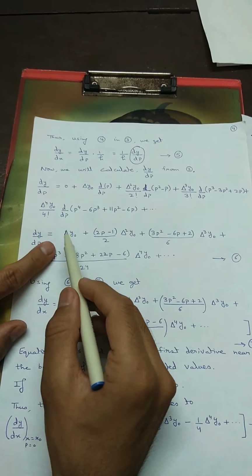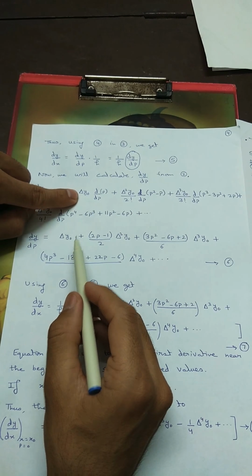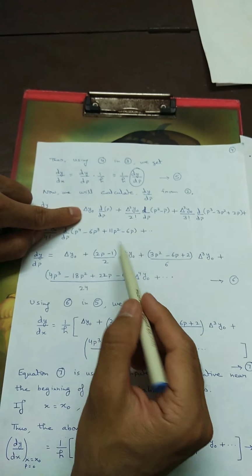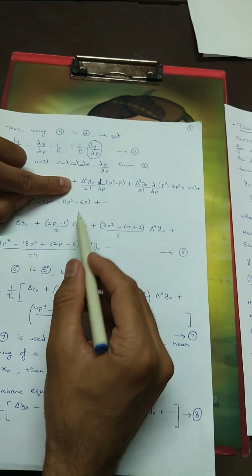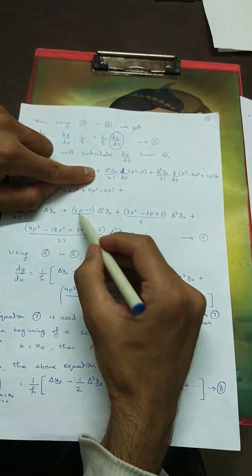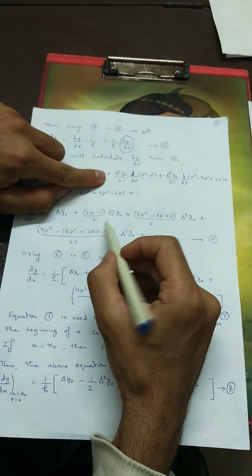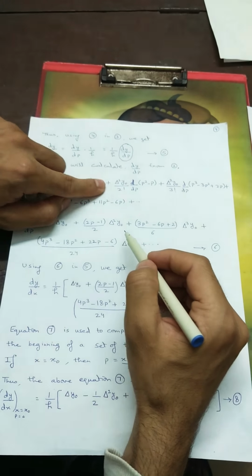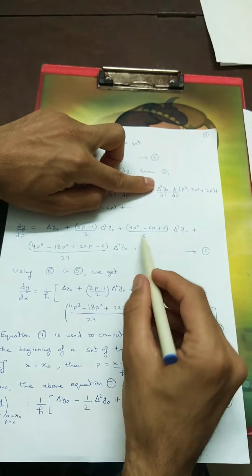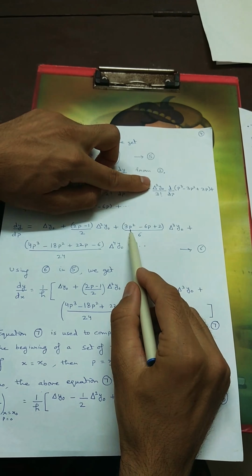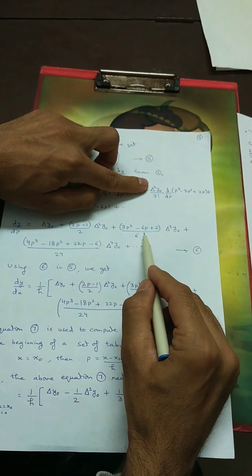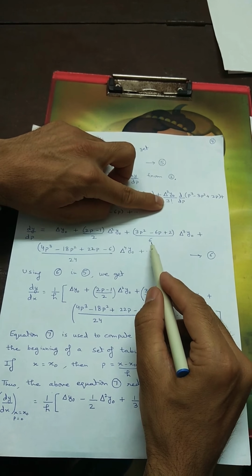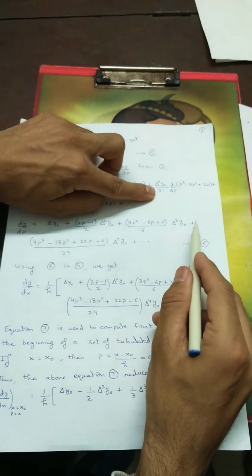So dy by dp, I am getting it as first term, as you can see it here, because the derivative of p with respect to p is 1, plus the derivative of p square minus p, so it is 2p minus 1 by 2 factorial 2, which is 2, so it will be del square y0, plus the next term is p cube minus 3p square plus 2p, the derivative is 3p square minus 6p plus 2, and factorial 3 is 6, and del cube y0 plus.